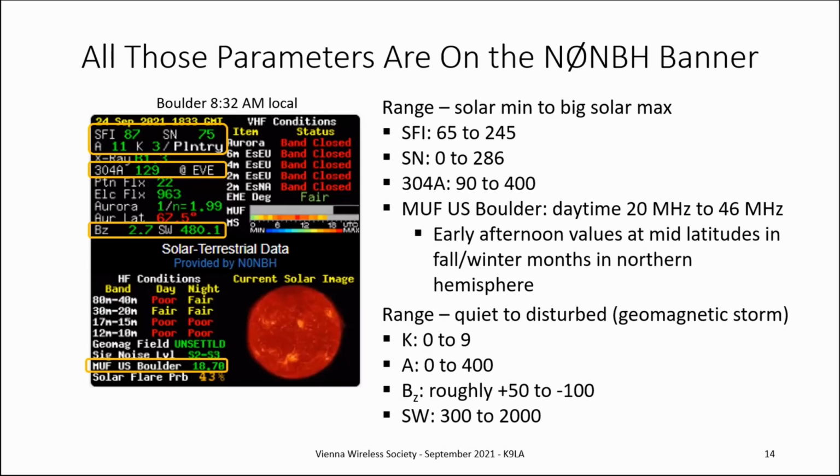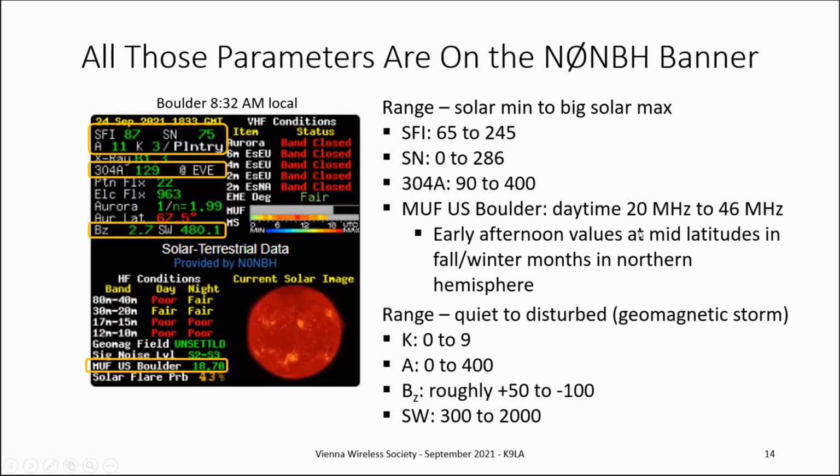MUF at US Boulder. In the early afternoon at mid-latitudes in the fall and winter months in the northern hemisphere, it can go from about 20 megahertz to 46 megahertz. And what was reported today at 2:30 was about 18.7. So it's going to get a little bit higher as we proceed more into the fall and winter months.